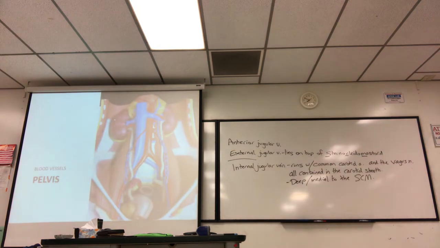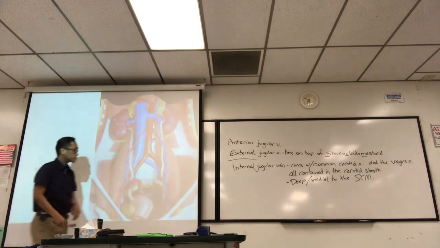I'm gonna do the lower limb first. The reason why I'm showing you the pelvis, not a lower limb, is we expect students to understand how blood vessels get out of the pelvis into the lower limb, right? Because the artery is in the body cavity, the abdominal aorta, and it has to branch out and get out of there before we can even talk about the lower limb.